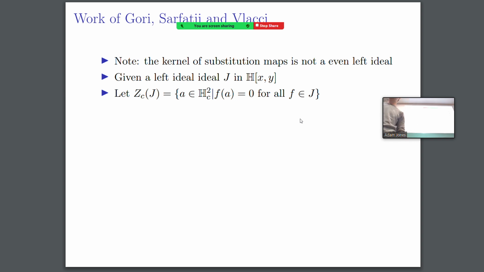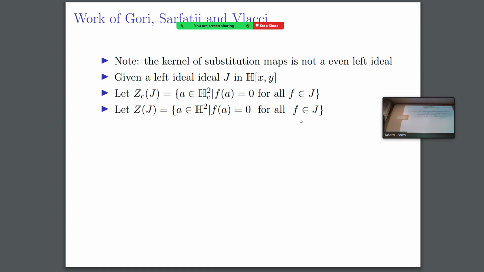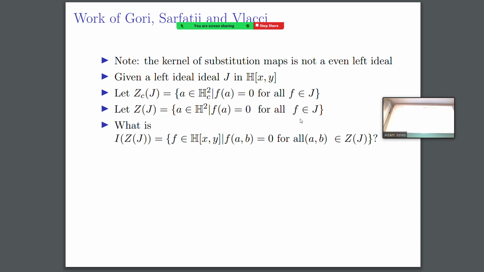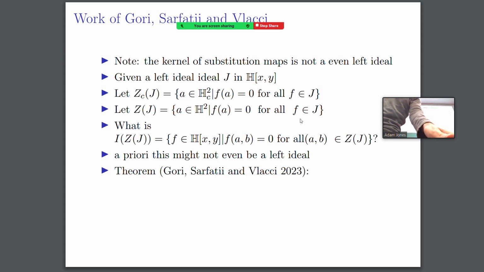So now, given a left ideal J, we can associate to it 2 kinds of zero set. The one with central variables, so now with commuting coordinates, let me denote it by Zc(J). So this is what we had before in our work. But you can also look at zeros without the restriction that the coordinates commute, and let's denote it by Z(J). And then you can ask, what is I(Z(J))? Again, what happens if you try to go back and forth between algebra and geometry? Fair enough question. Now, a priori, it's not even clear that this should be a left ideal, but the point of their paper is that it is a left ideal.